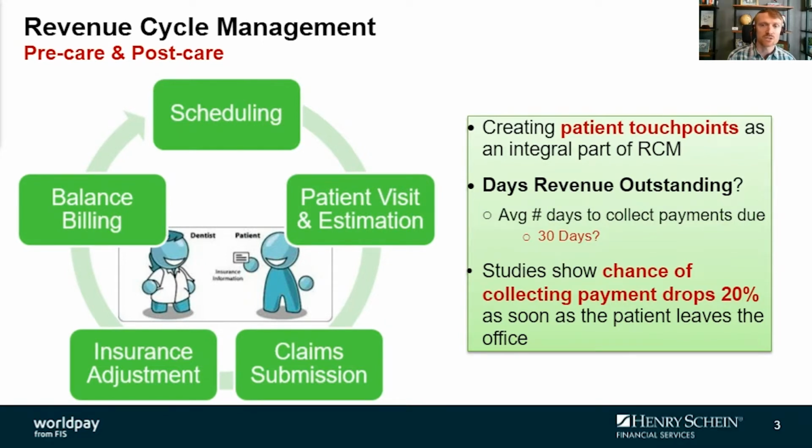Just a question to the group: if you know your average days to collect payments due, are you north of 30 days? Are you below 30 days? If so, that's typically about the average it takes to collect payments from your customers for that post-adjudicated balance portion. And studies show that anytime the patient leaves your office without making that payment, the collection rate drops 20% for collecting that amount owed, if they didn't put that card on file or if you didn't gather that data.